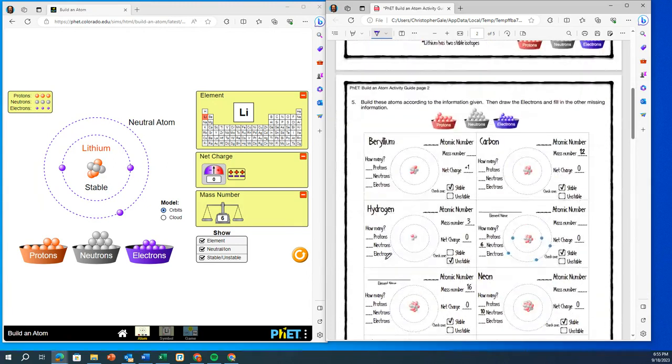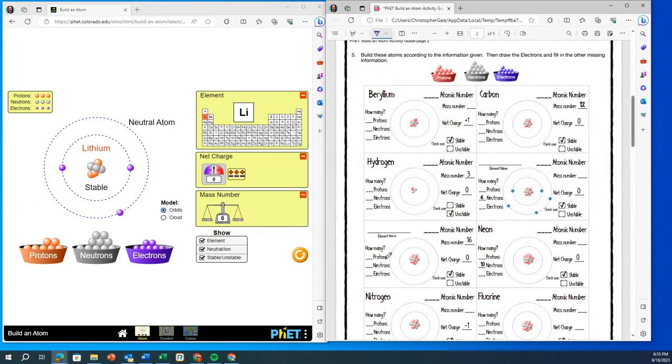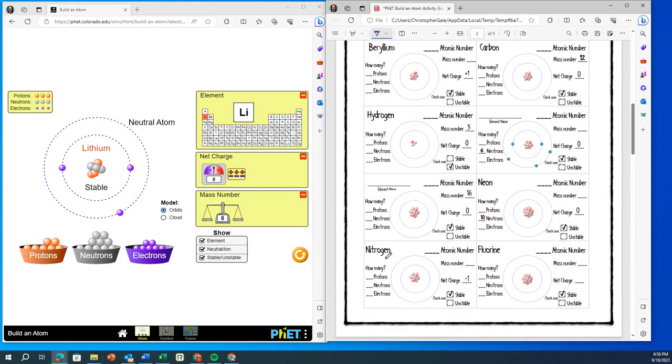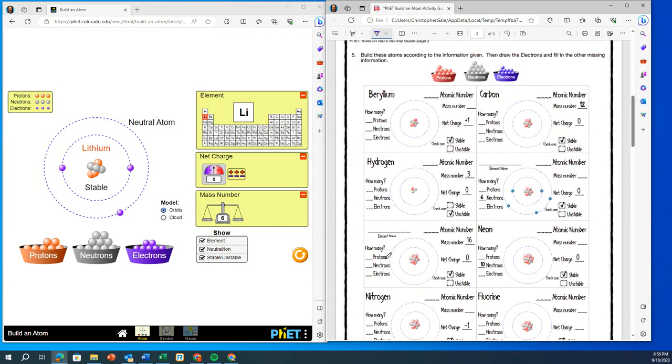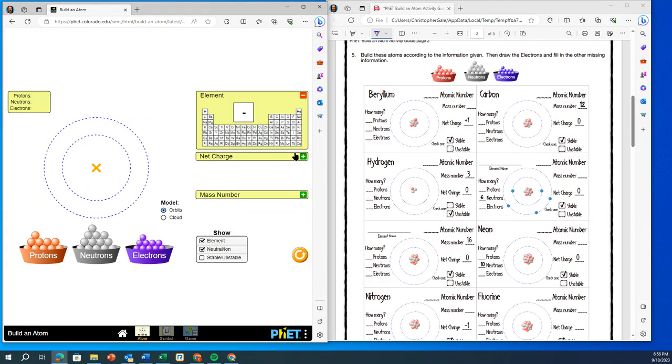Okay, so let's go ahead and I will do the ones on the side, I'll do beryllium, hydrogen, all the way to nitrogen, and you do carbon and the ones on the right side. I'm going to do the left. All right, so let's go to beryllium. Let's get rid of these electrons here. So let's just do a restart.